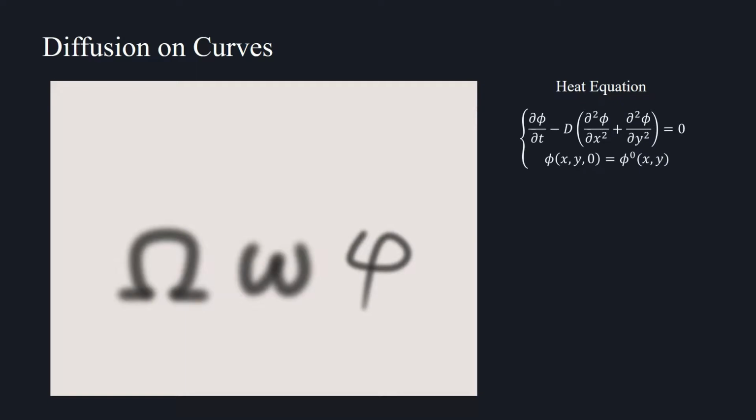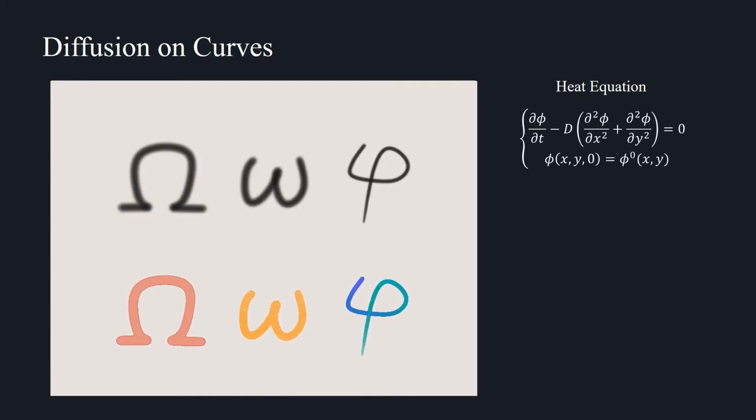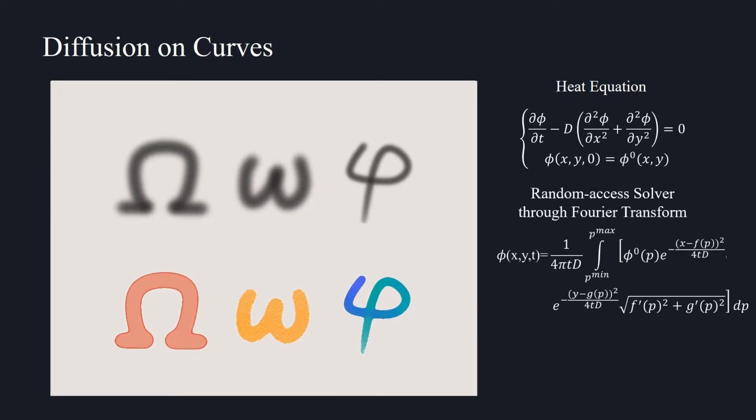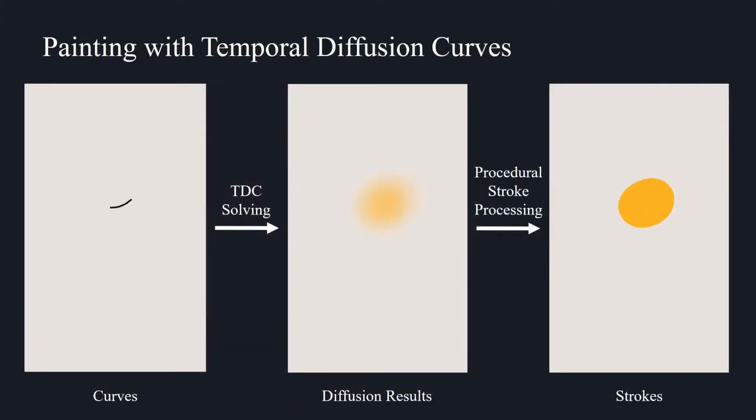Still, the diffusion results can be interpreted as the influence from the curve to the canvas, no matter what kind of stroke it is modeling. Additionally, the heat equation offers the ability to reproduce the temporal evolution of the diffusion from curves, making the curves ideal for interactive applications. In this paper, we propose a random access solver for the TDC diffusion using Fourier transform without spatial or temporal discretization, and integrate the TDC with the procedural stroke processing to build a real-time painting system.